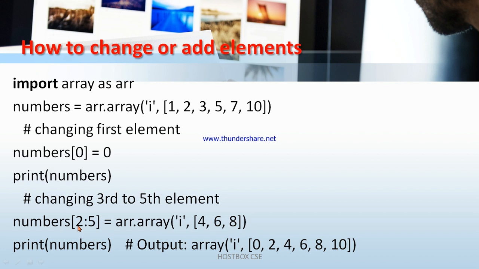Similarly I am going to change the third to fifth elements. So I can give numbers with subscript operator 2 colon 5 is equal to array.array of I comma, in square brackets 4 comma 6 comma 8. That means I am going to update or change the values. I already told you about the subscript and range operators, so we are just using a small range operator. So the last 3 elements will be removed and replaced. Instead of 5 7 10 it will print 4 6 8 here. Let's go for execution.